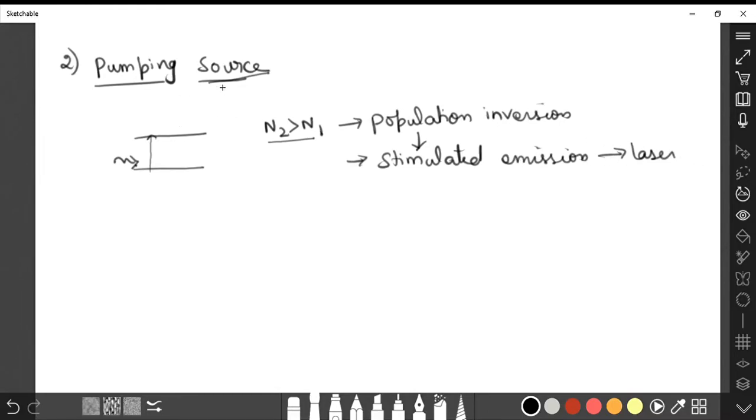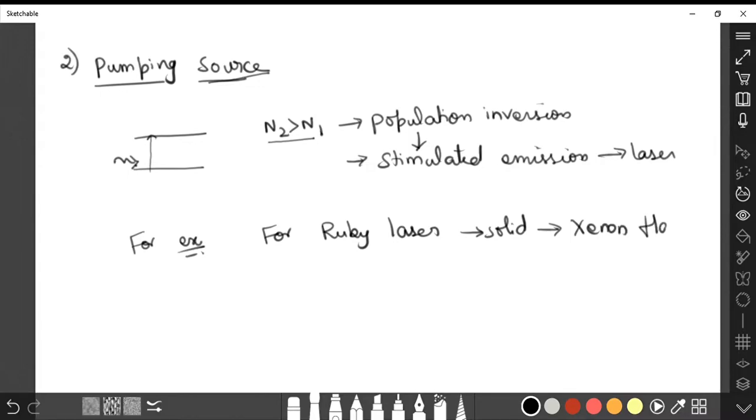Here also we have some differences. Depending upon the type of laser, the pumping source also changes. For example, the ruby laser is a solid state laser, so it depends upon the medium. For the solid state laser we use a xenon flash lamp, that is optical pumping. By using light we shift the atoms.